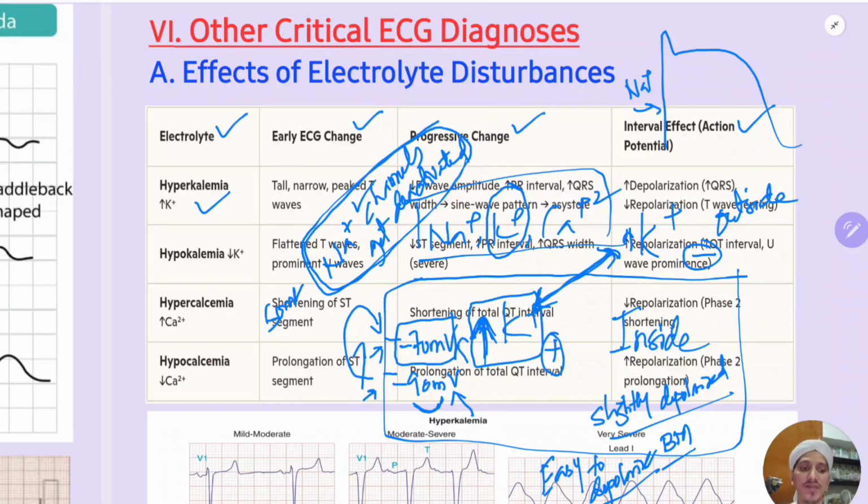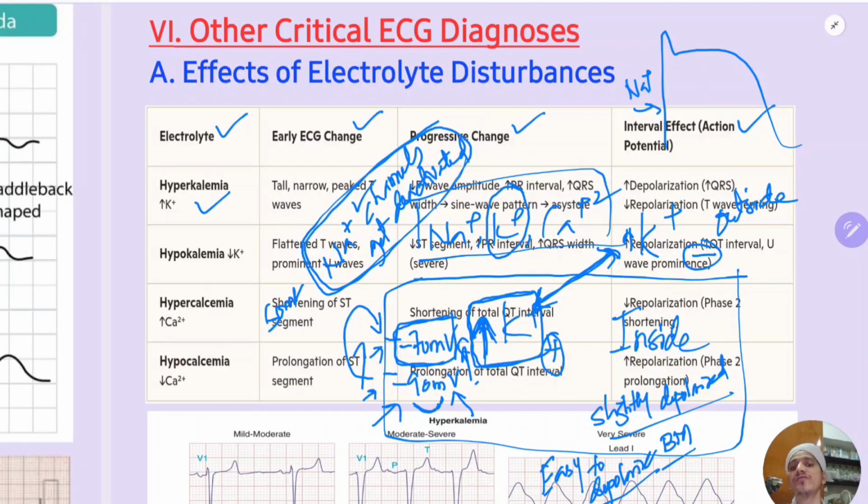Because of hyperkalemia, the membrane potential moves from more negative to a less negative side. That means it is slightly depolarized. At this membrane potential, some of the sodium channels are deactivated because they are set up for the original membrane potential, not minus 70.